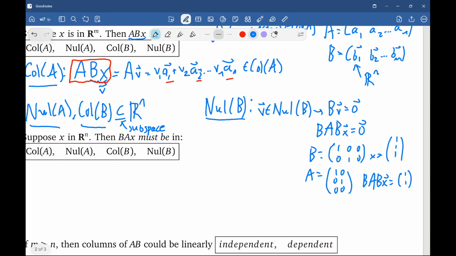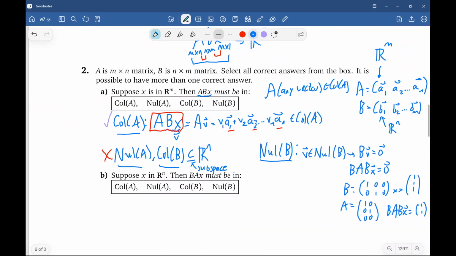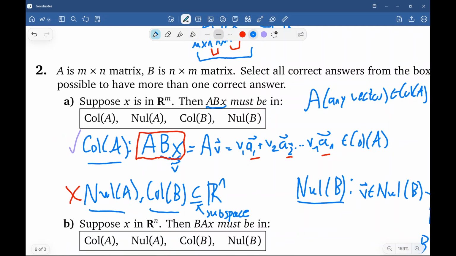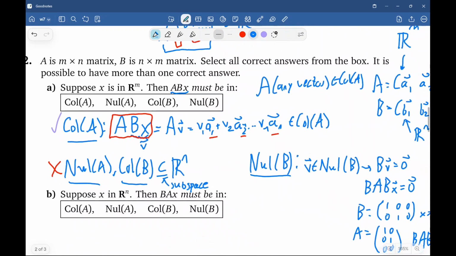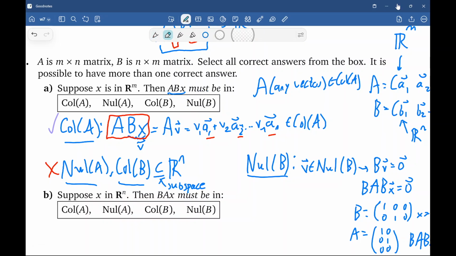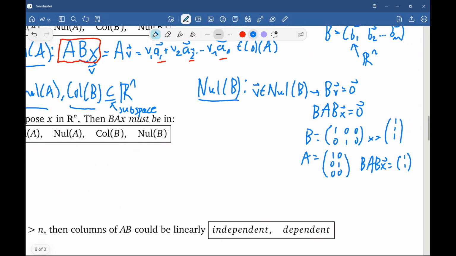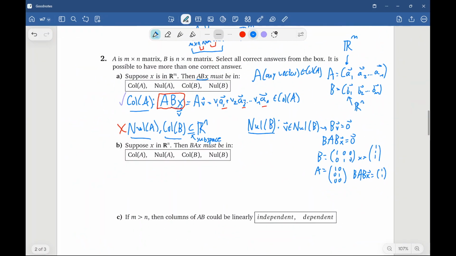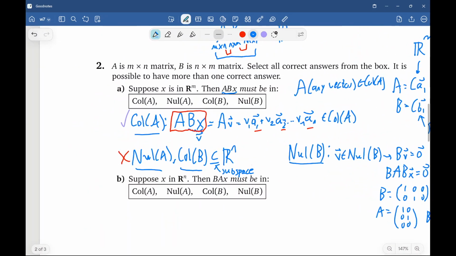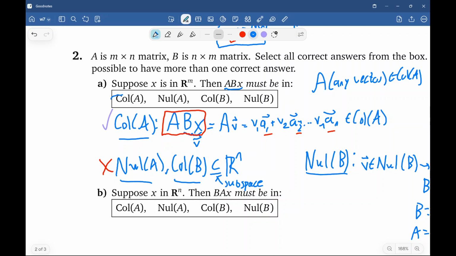Which is not 0. And in order for us to select this option here, it has to always be true. We just showed that it's not always true. It could be something non-zero. So it could be in the null space of B, but it's not guaranteed to be. So this is the only correct answer.